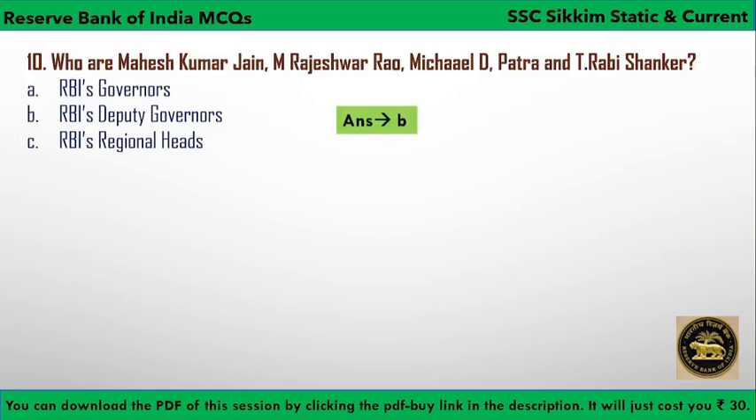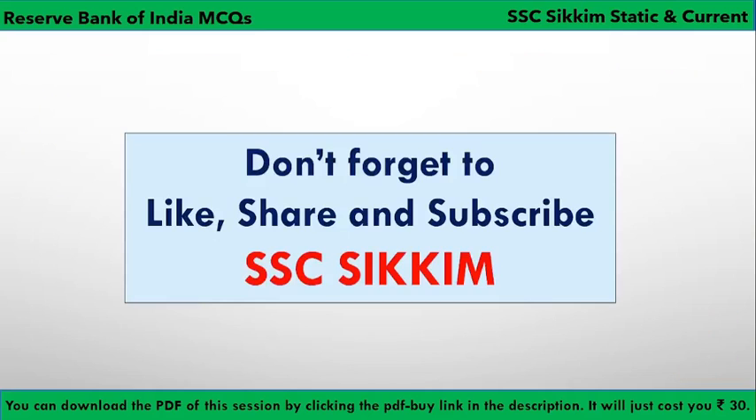We all know that RBI has one governor and four deputy governors. The current governor of RBI is Mr. Shaktikanta Das, and the four deputy governors of RBI are Mahesh Kumar Jain, M. Rajeshwar Rao, Michael D. Patra, and T. Ravi Shankar.